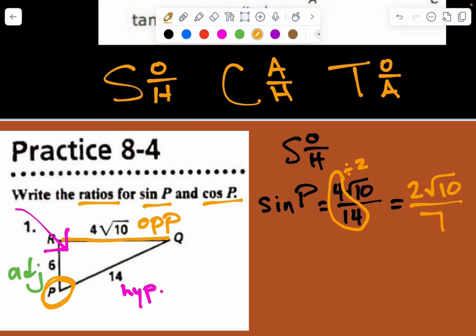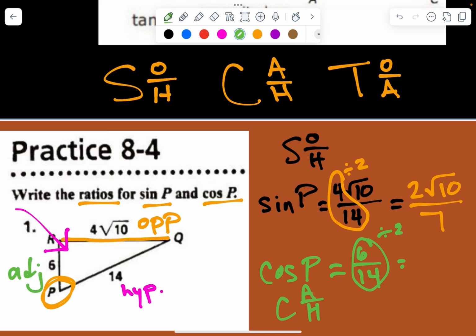When you switch over and you do the cosine of P, cosine is adjacent over hypotenuse. So we are going to do our adjacent side 6 over our hypotenuse 14. And again, both of these numbers can simplify. You can type it in and let Desmos simplify it for you, or you could do it by hand. Both of those numbers can be divided by 2. So we have 3 over 7 as your final answer for cosine of P.